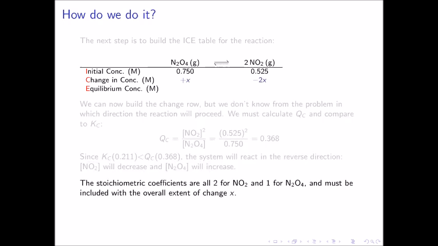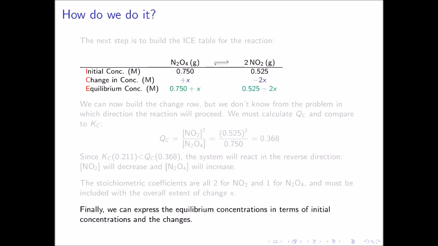In this problem, the stoichiometric coefficients are 2 for NO2 and 1 for N2O4. Remember that these must be included with the overall extent of change, x. This means that for N2O4, we are going to increase by a value of plus x, and for NO2, we are going to decrease by a value of 2x. And so our signs are plus for N2O4 and negative for NO2.